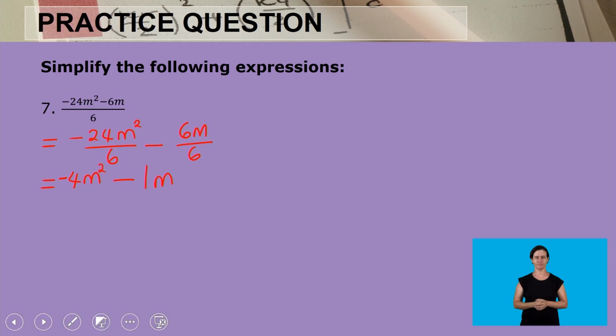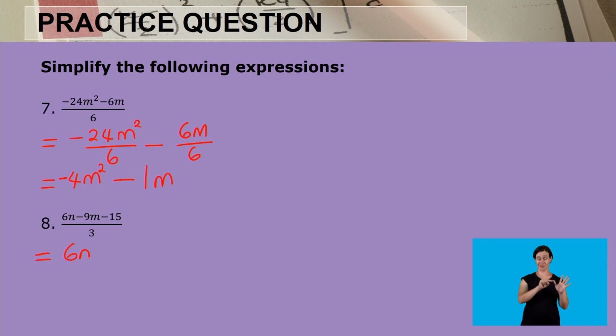Let's look at our last practice question there. We have a trinomial that is being divided by a monomial. So we are going to have here 6n divided by 3 minus 9m divided by 3 minus 15 divided by 3. Remember, we said each term in the trinomial must be divided by this monomial. So let's go ahead and divide.